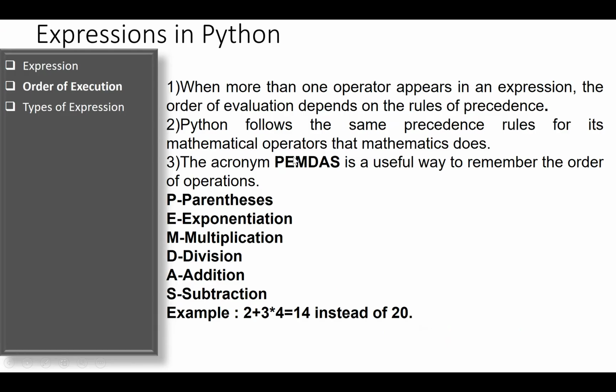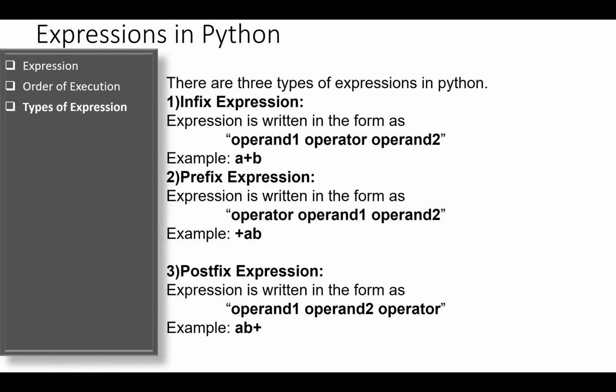Next, generally Python follows PEMDAS. What is that? Parenthesis has higher precedence, then exponentiation, multiplication, division, addition, and subtraction. When more than one operator appears in an expression, the order of evaluation depends on the rules of precedence. According to the rules of precedence, we need to follow PEMDAS. Python follows the same precedence rules for its mathematical operators that mathematics does.